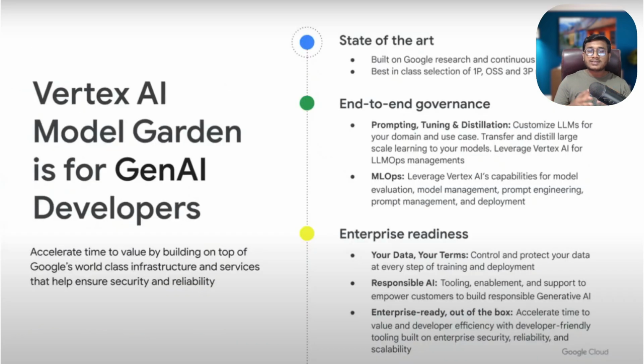As I already told you, Vertex AI gives you state-of-the-art foundation models. You will also get end-to-end governance. That means you can do the prompting and tuning, and you can also perform MLOps operations on Vertex AI. Here you will also get data privacy. Whenever you upload your custom data to Vertex AI, it's not going to be leaked. It would be secure. That means you have complete data security, so no need to worry about your data. If you have any custom data, all of it would be secured here.